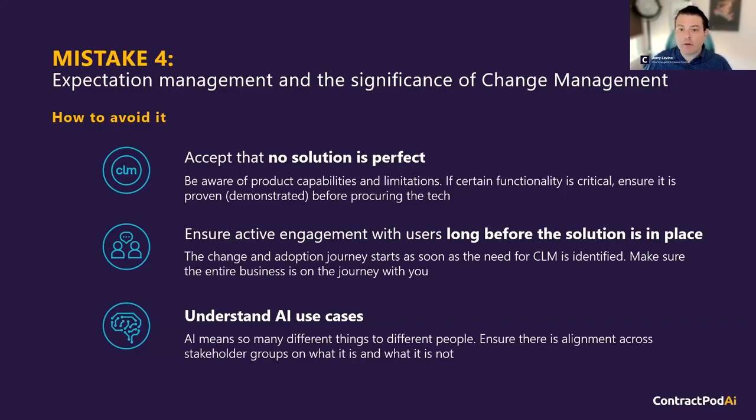We've talked a little bit before about change management and expectation management. And in fact, a lot of the slides here, a lot of the discussion has been about managing expectations. So Simon, we do have 3 points on here: accepting that no solution is perfect, ensuring active engagement, and for those of you who are looking, this ties right in with the poll question, and understanding the new use cases, especially those with AI.